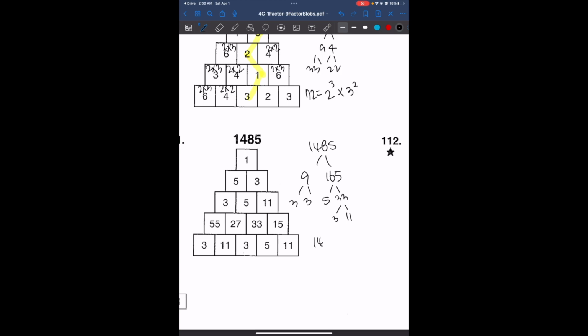So eventually we can express 1,485 as 3 to the power of 3 times 5 times 11. And so we can express 55 as 5 times 11, 27 as 3 to the power of 3, and so on. And so the pathway that we should take to go through 3 three times, 5 once, and 11 once is this pathway. And so we multiply 3 three times, multiply 5 one time, and multiply 11 one time.